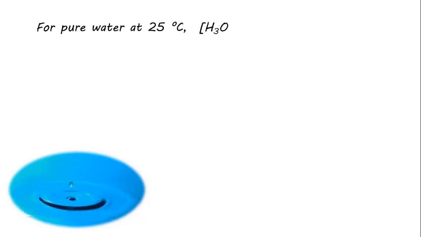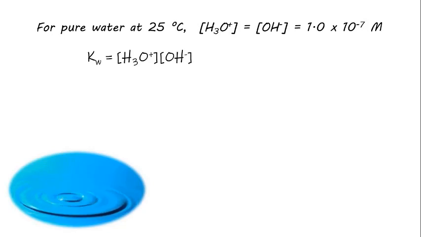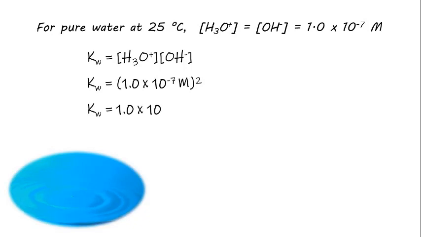For pure water at 25 degrees Celsius, concentration of hydronium ion is equal to concentration of hydroxide ion, which is equal to 1 × 10^-7 molar. So from this formula, Kw equals concentration of hydronium ion times concentration of hydroxide ion. We substitute the value into the formula, and finally we will get Kw equals 1 × 10^-14 molar squared.